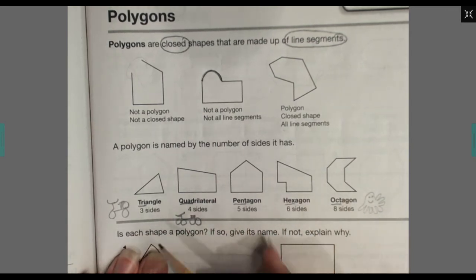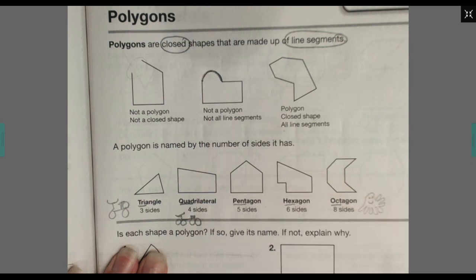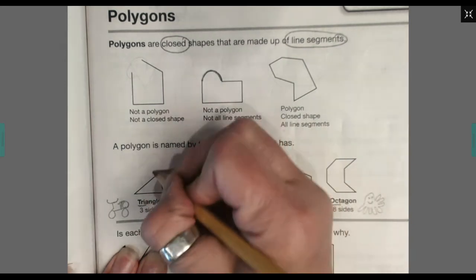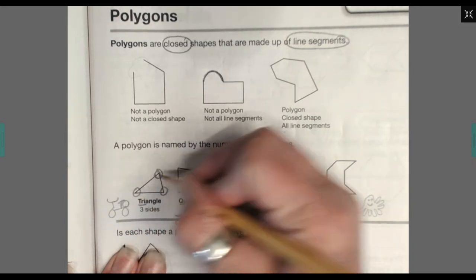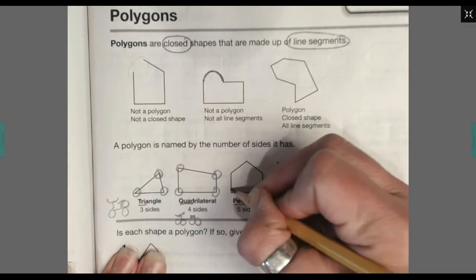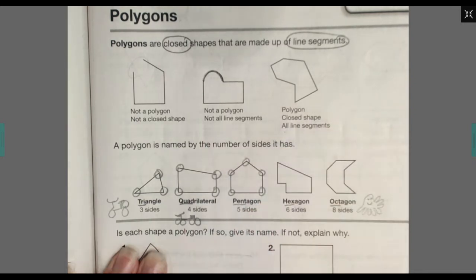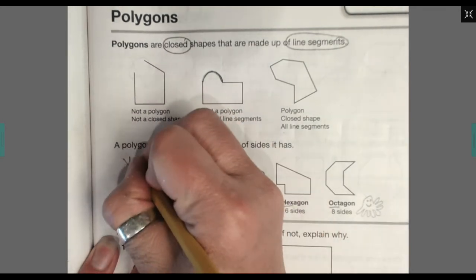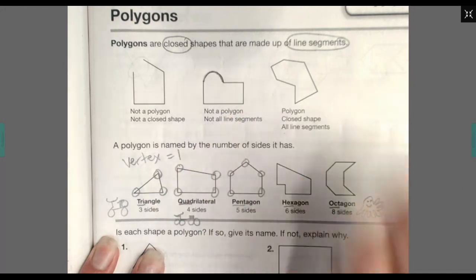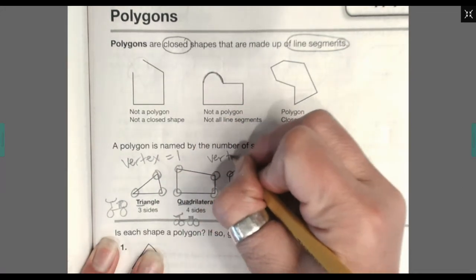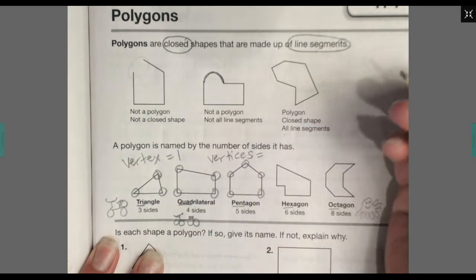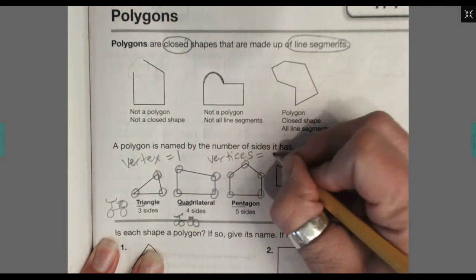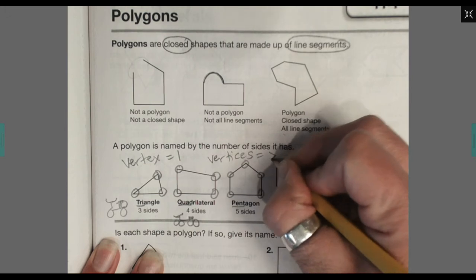Another thing I want you to look at is the vertices. So what's a vertice? I should say what's a vertex, because vertices is the plural of vertex. I'm going to circle the vertices. What are they? I'll stop there. If you said they are the corners, they are the points, you are correct. So a vertex is singular, 1, and vertices, more than 1. So greater than 1.